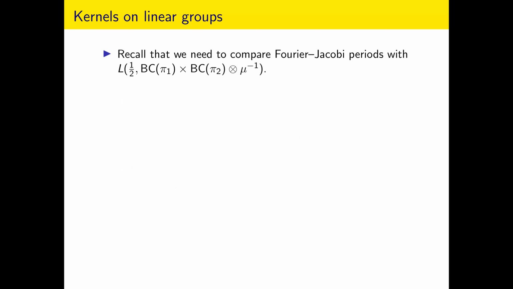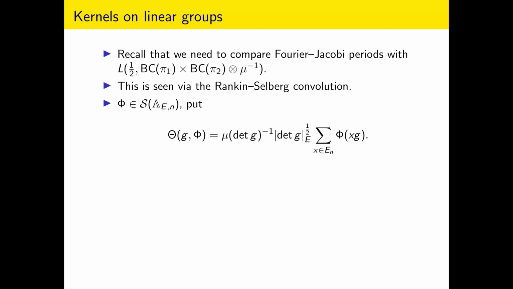So we need to compare the Fourier-Jacobi period with this tensor product L-function, and the tensor product L-function comes from the Rankin-Selberg convolutions. The Rankin-Selberg convolution, GL_N cross GL_N, will involve a mirabolic Eisenstein series, and the mirabolic Eisenstein series is essentially a theta function. It differs from a theta function by integration on the center, but here I directly take this theta function.